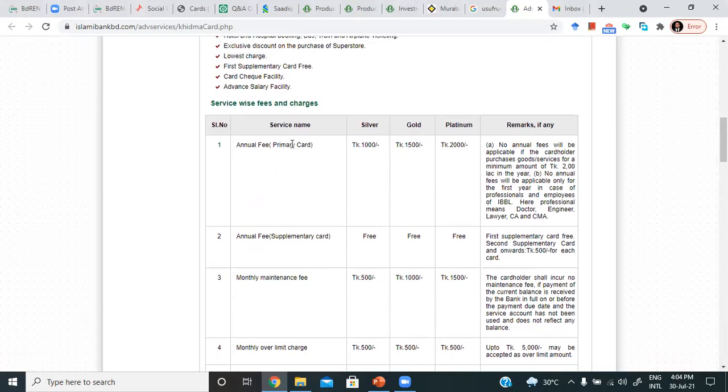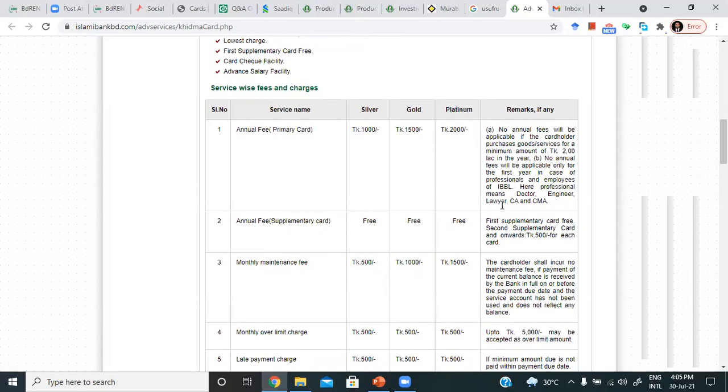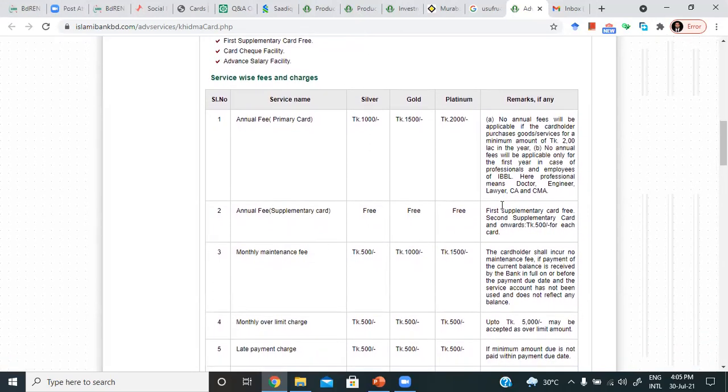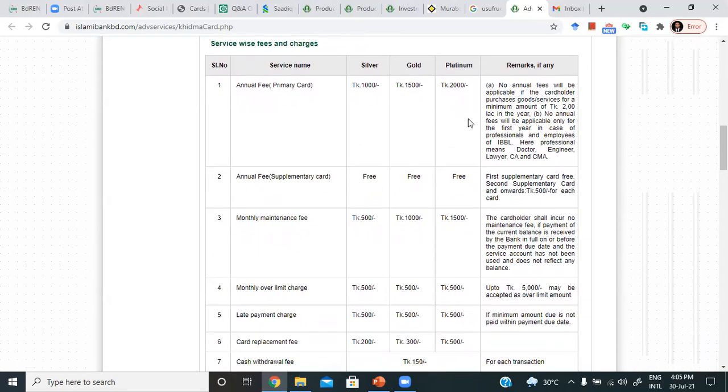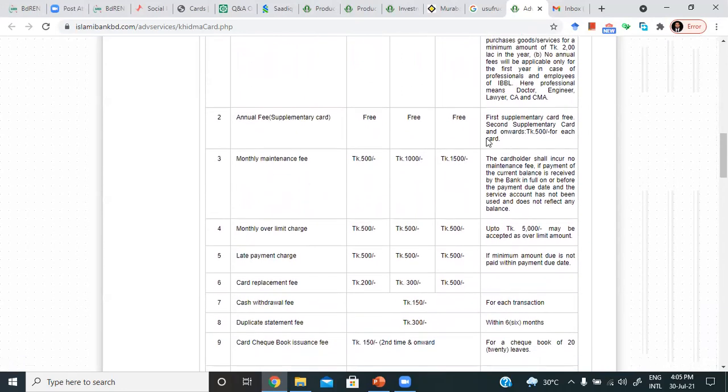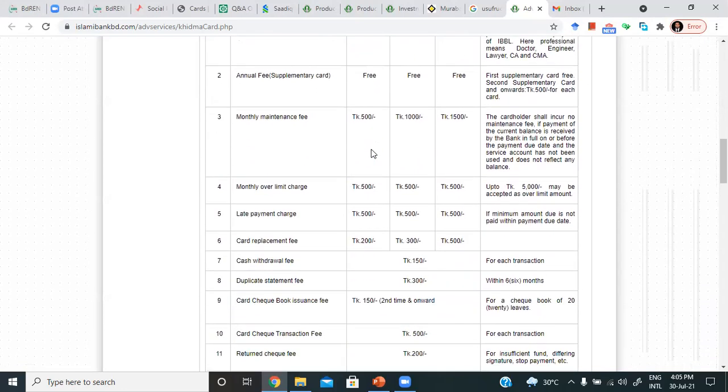So these are the annual fees for the different types of credit cards, and you see that one thing is common: if you reach or exceed a ceiling of transactions, which is 2 lakhs, in that case no annual fee will be taken from you, and it will be waived for you. And for some employees there is no annual fee. And the same is for supplementary cards, these are free.